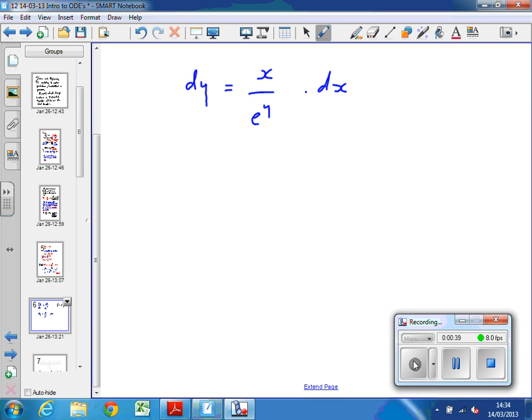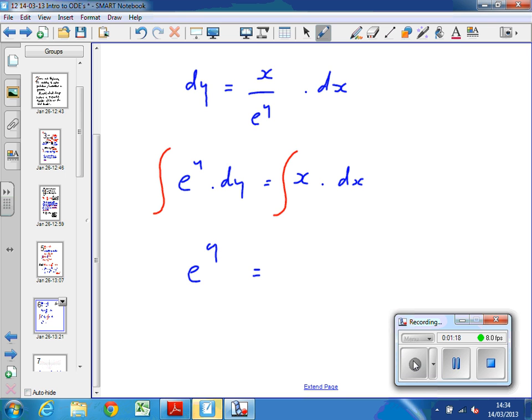Right, and then times both sides by e to the y, and we get e to the y dy equals x dx. So I've separated the variables. And now I integrate both sides. I integrate e to the y with respect to y, and I integrate x with respect to x. Just e to the y, isn't it? Yeah, because the number in front of it is just a 1, so that's just e to the y equals x squared over 2 plus c.